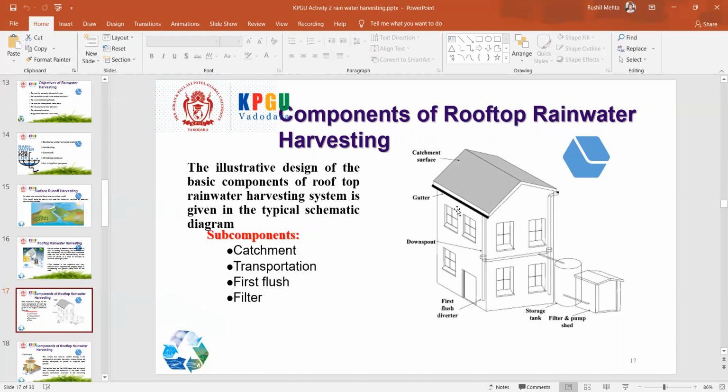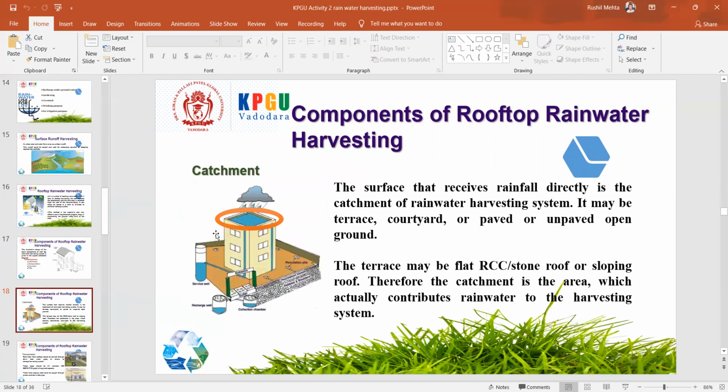As you can see, the components are: catchment, the area where the rainwater is collected; then its transportation, wherever it travels; flush and filter; and ultimately you can use it. This is considered the catchment area. The surface that receives the rainfall directly is the catchment of the rainwater harvesting system. It may be a terrace, courtyard, or paved or unpaved open ground. The terrace may be a flat RCC or stone roof or a sloping roof, and therefore the catchment is the area which actually contributes rainwater to the harvesting system.